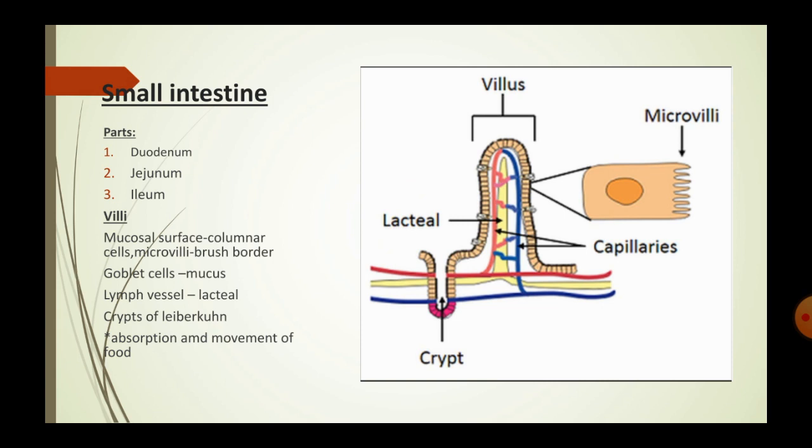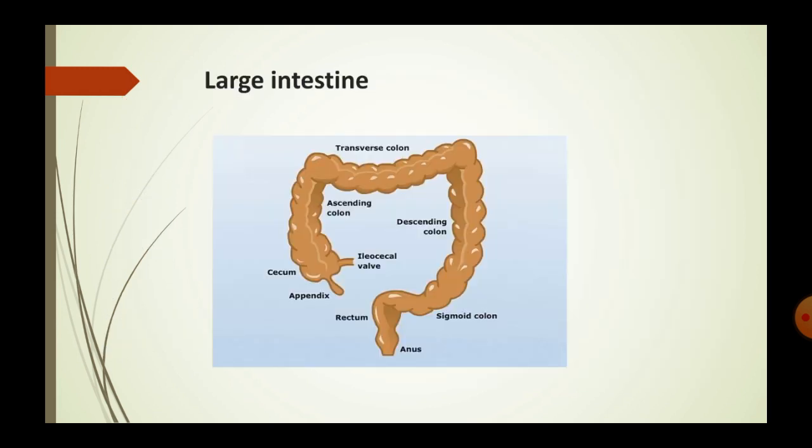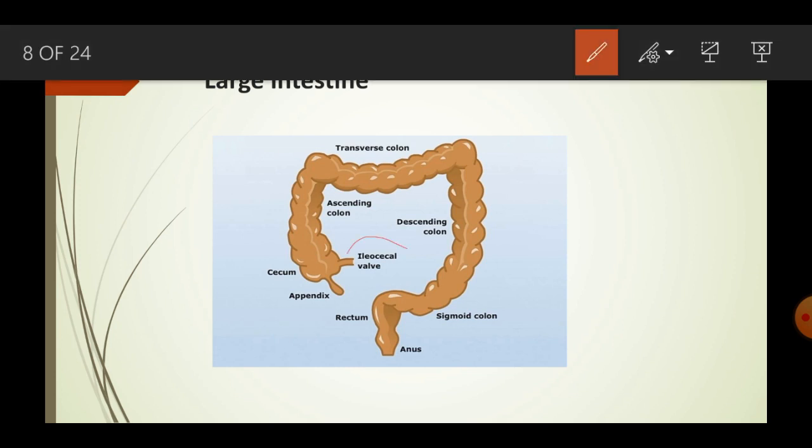As discussed, the duodenum is the first part of the small intestine, which is followed by the jejunum, the middle, less coiled part, and it is followed by the ileum, which is the longest, most coiled part of the small intestine. Ileum opens into the large intestine. It is guarded by the ileocecal valve or the ileocecal sphincter.